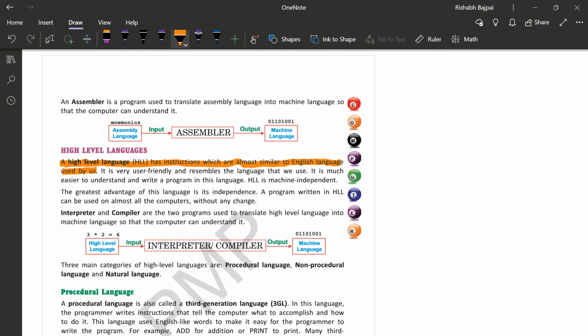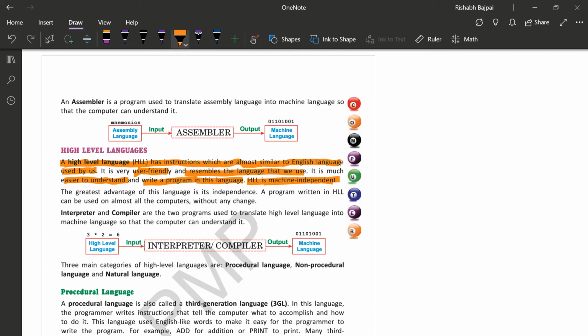अब ये कितना easy हो गया, the language we are using now in our day to day life, and if we have to write the program in that language, then it will be really very easy for us. That's why it is very user friendly and resembles the language that we use. And it is much easier to understand and write a program in this language. And the most important part, it is machine independent.